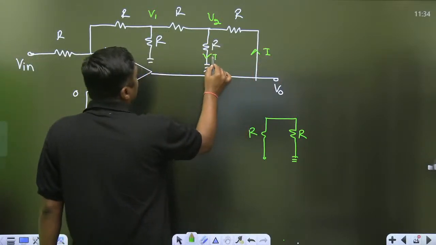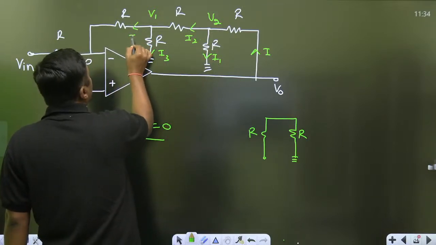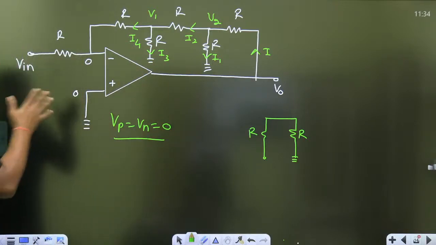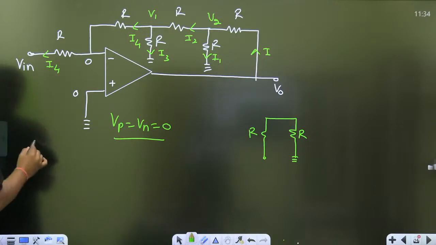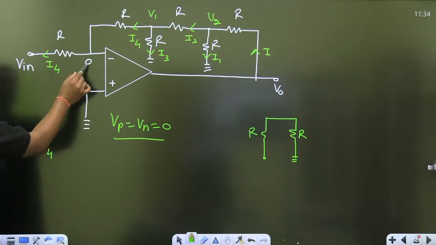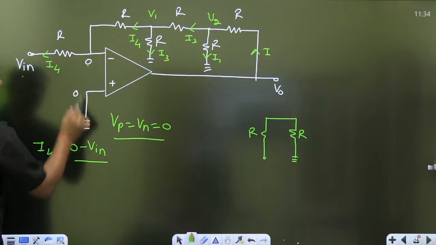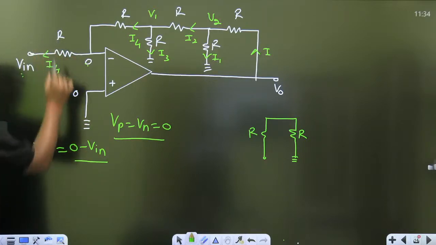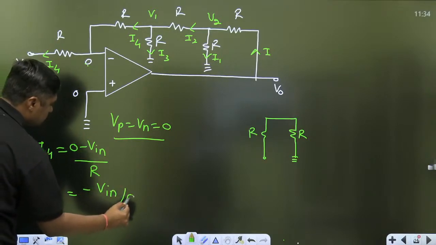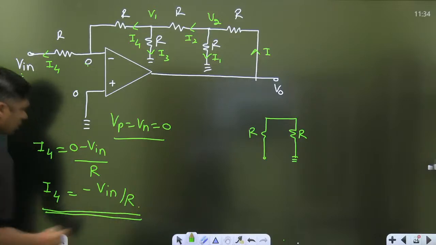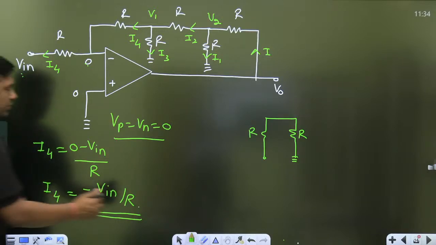This is the current. What will be the I1 here, then what is the I2 here, then what is the I3 here, and finally what is the I4, in terms of I. Finally this I4 will pass through this resistor, and you can get the value of I4. I4 is nothing but 0 minus Vin by R. This is nothing but I4. So now we are getting the I4 in terms of Vin. This is the first equation.